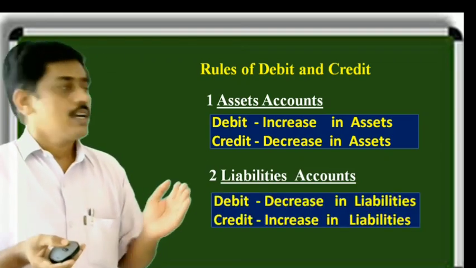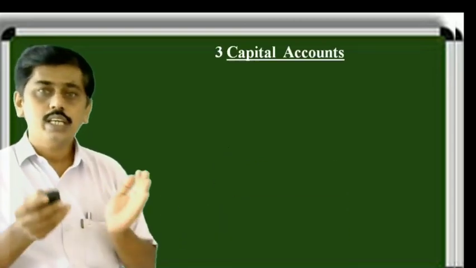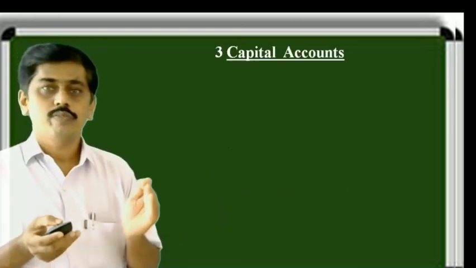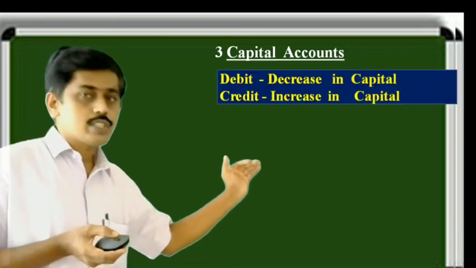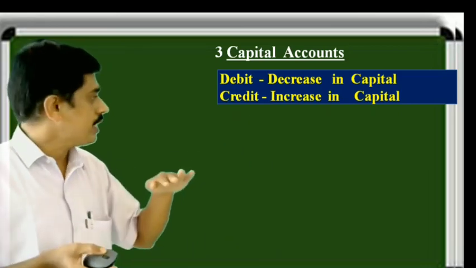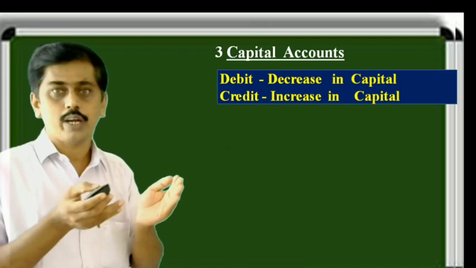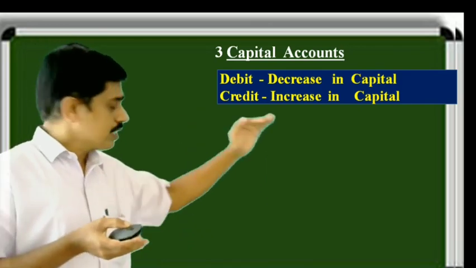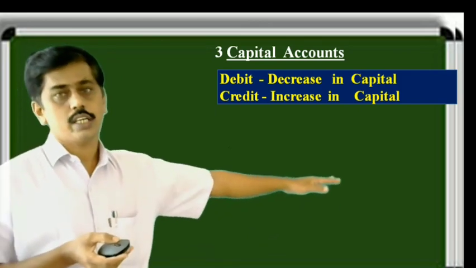Next, let me move on to the other account, that is the capital account. In the case of capital account, debit decrease in the value of capital, credit increase in capital. Same rule that we applied for liabilities. Debit decrease in capital, credit increase in capital.